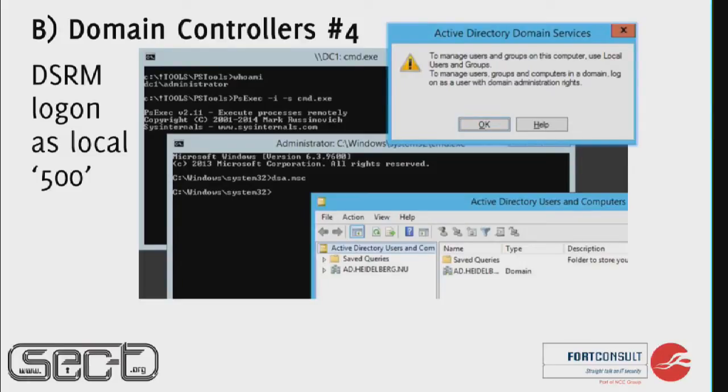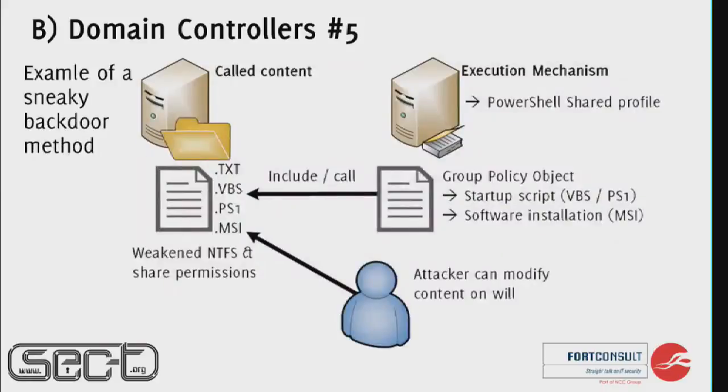Okay, then I'll use psexec to just launch as the system account in system context, and I do the same command, and then I'm getting in there. This is how one could see a sneaky backdoor method on a domain controller. You could have some kind of execution mechanism running there, using built-in functionality, of course.